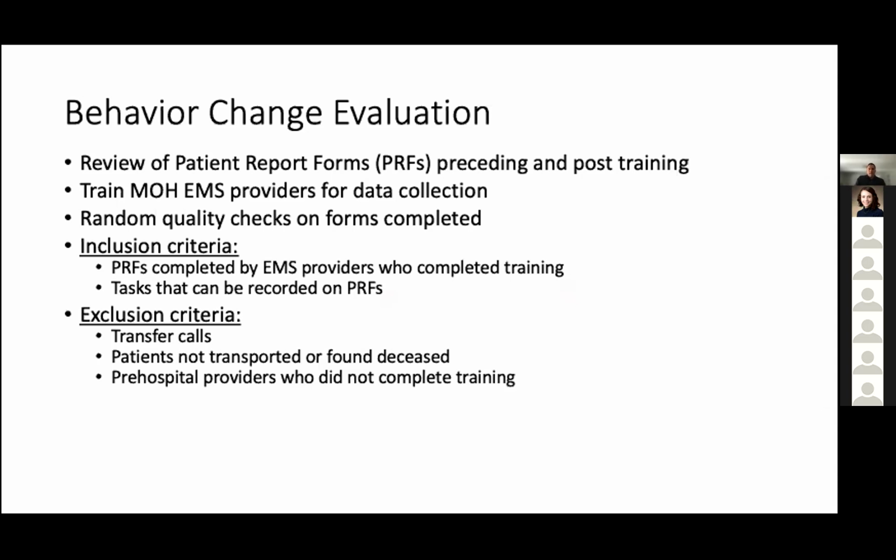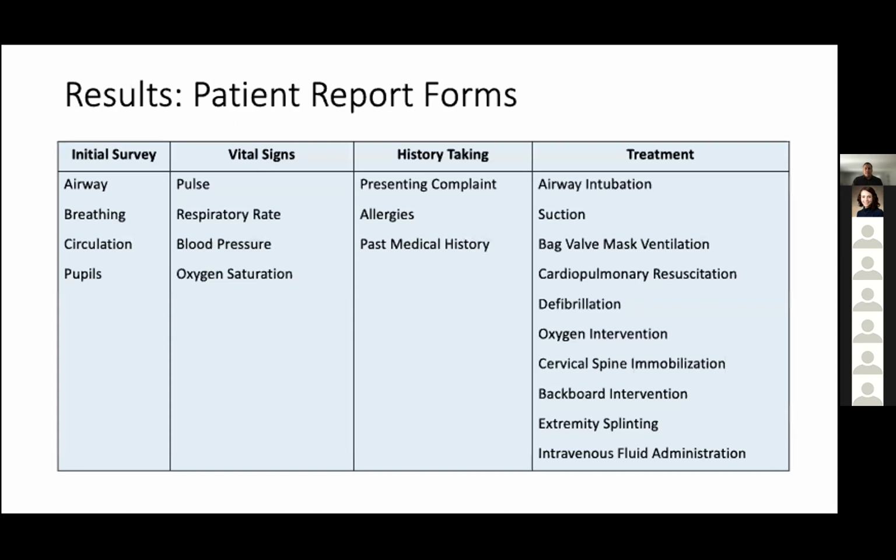The calls that we excluded were any transfer calls, those calls where you were just transferring a patient from one hospital to another. We did not include patients that were not transported, so EMS responded and decided not to transport, or patients that were found deceased. We did not include any pre-hospital providers who did not complete the training. At the time of the review of these patient report forms, there were many new EMS providers that had joined the staff, and so we did not include them unless they had completed the training. So we reviewed 348 patient report forms from 6 months prior to that first training, and then 350 patient report forms from 6 months post-training, again looking only at those who completed the training.